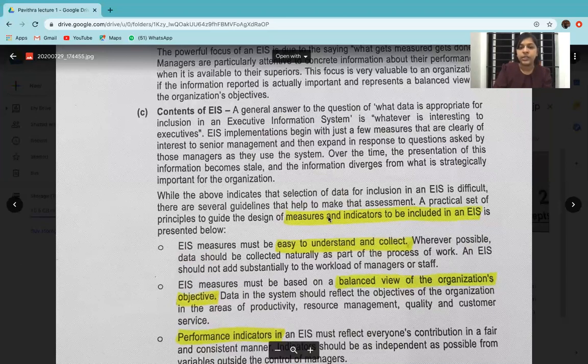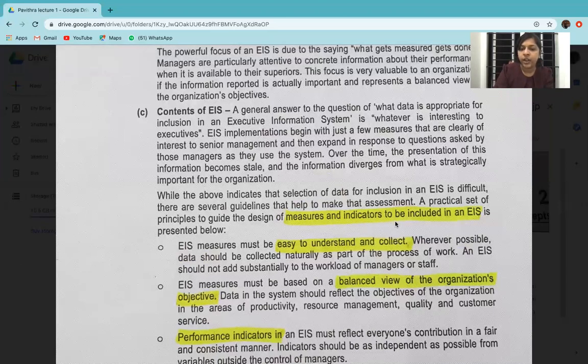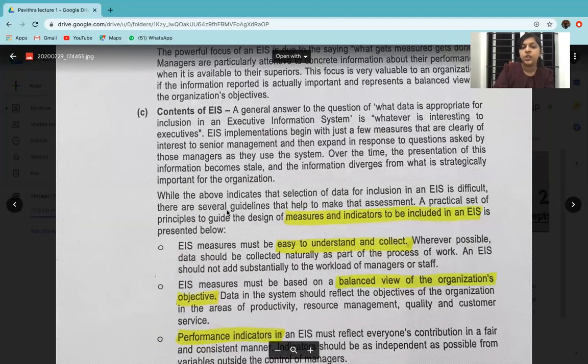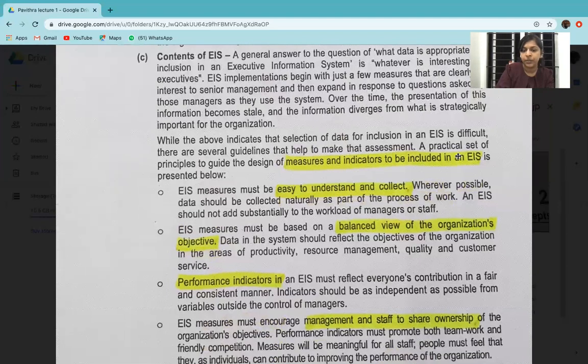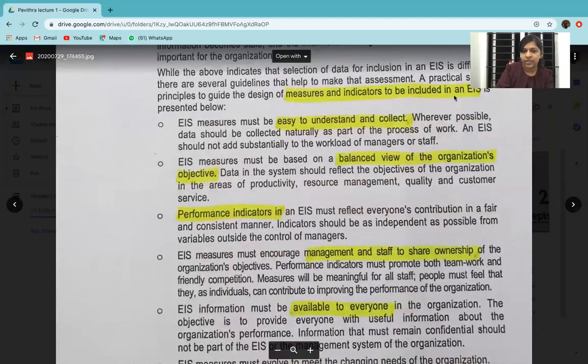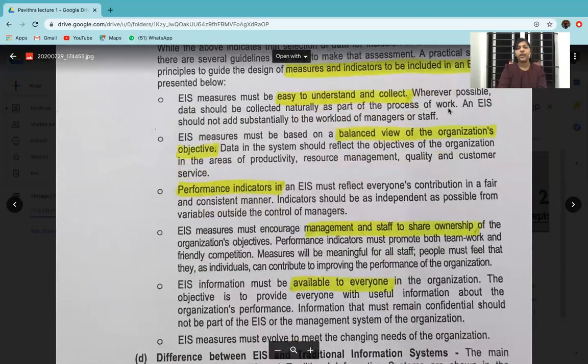And the next one is, what are the measures and indicators to be included in an EIS? What are the practical set of principles that guide the design of the measures and indicators to be included in an EIS? So the characteristics for the EIS is what they're going to look into next. EIS measures should be easy to understand and collect.